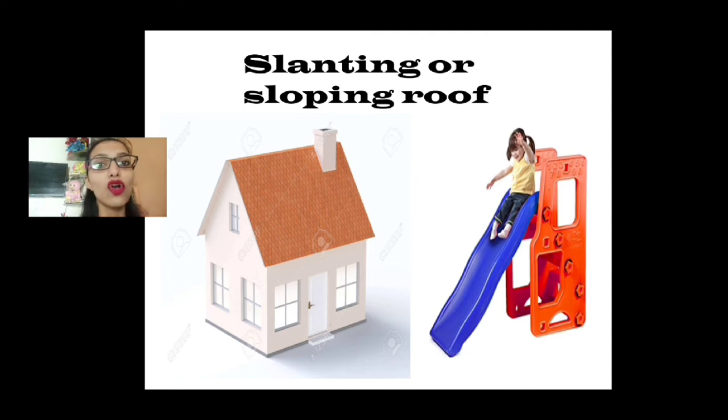And why is it called sloping roof? Because it is same like a slide. You sit on the slide, and because it is sloping, you directly come down. So that's why it is known as sloping roof. It's the same sloping part like a slide. So it is sloping roof.